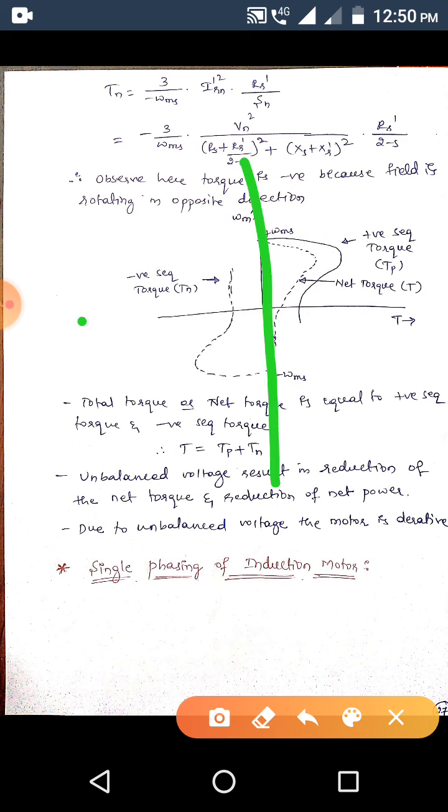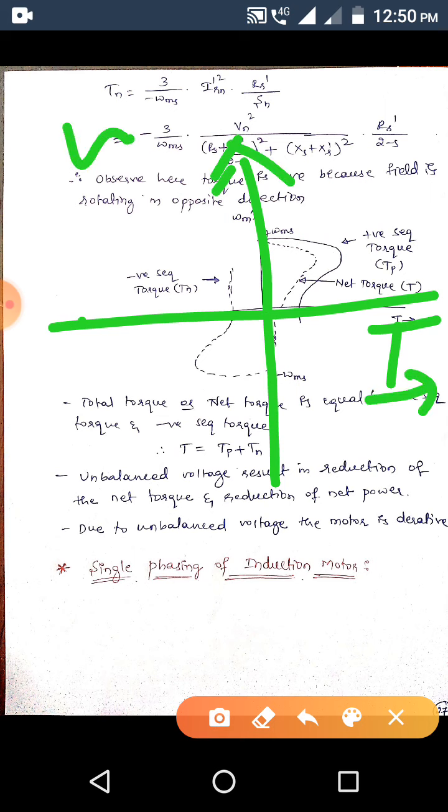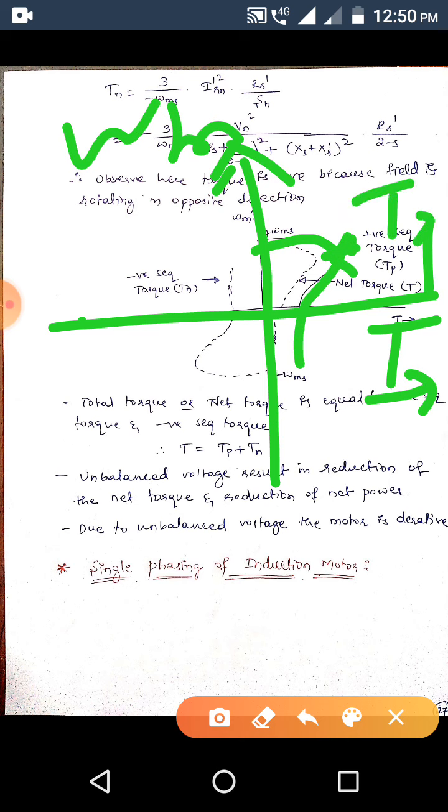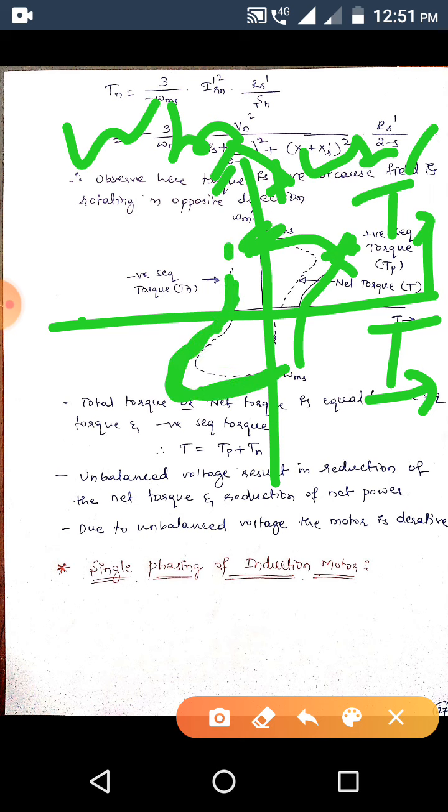So let us draw this. The x-axis indicates the torque here, then the y-axis will be the speed of the motor here. So we have the positive sequence torque here, which will be like this. This is nothing but the positive sequence torque, that is Tp. So we have the positive synchronous speed, that is plus omega ms. Then similarly draw the negative sequence torque, this dotted line. Okay, so this is nothing but the negative sequence torque, that is Tn here.